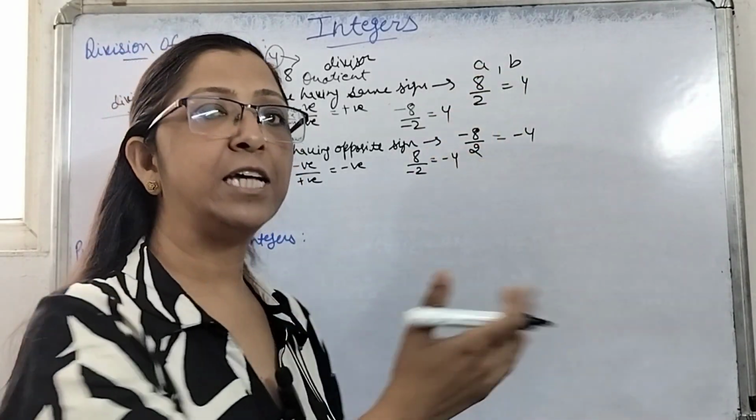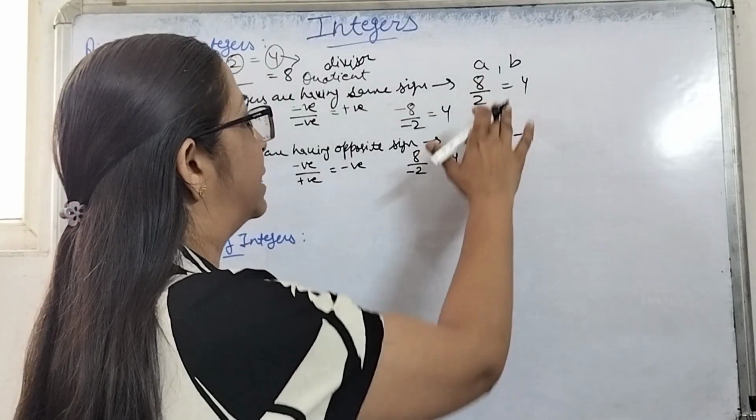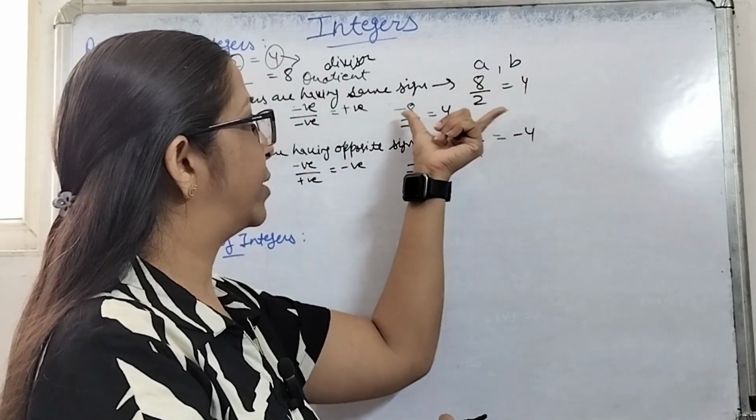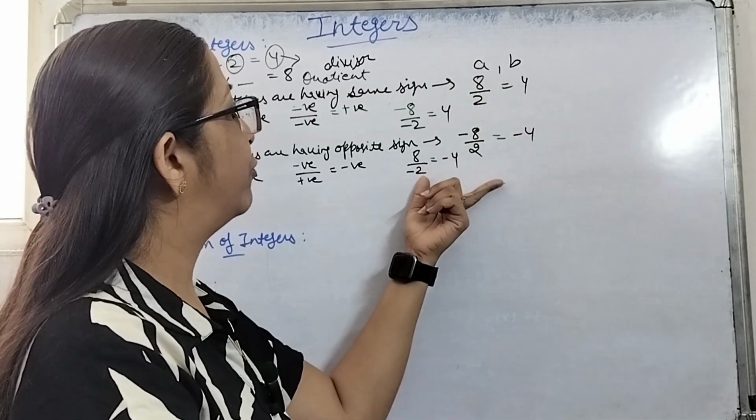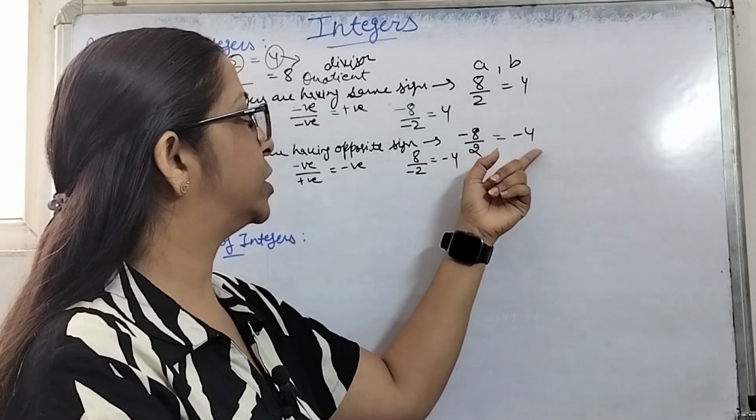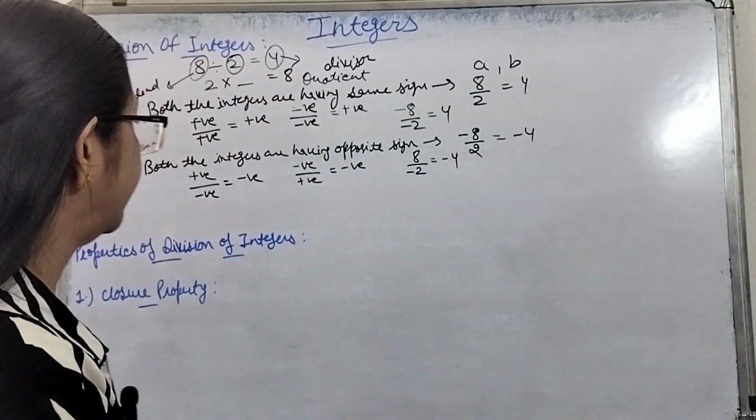Division will remain the same as we have been doing earlier, but in this case, when both have the same sign, the quotient will be positive, and when both have different signs, the quotient will be negative.